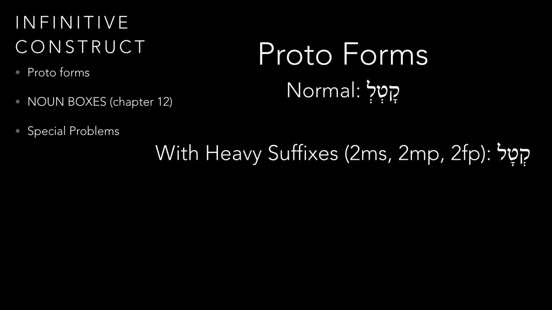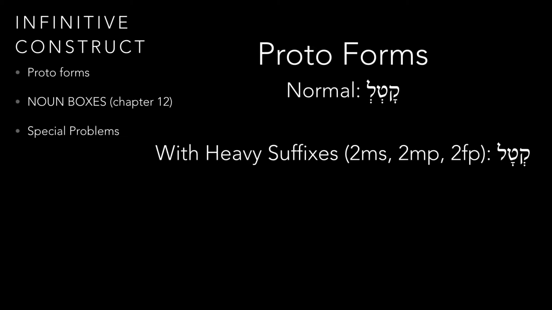Notice here that it is possible that you will have infinitive constructs and imperatives both as options for parsings, since they're going to have a similar look. These are the two that do cross over most often when we have multiple parsing options. The infinitive construct and the imperatives will often be what those multiple options are. Heavy suffixes, we're going to use a different protoform. Again, the 2ms, 2mp, 2fp, where we pull that accent to the end.